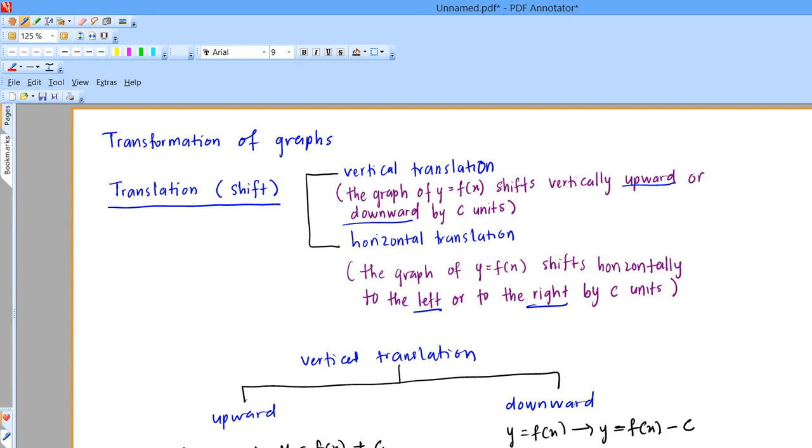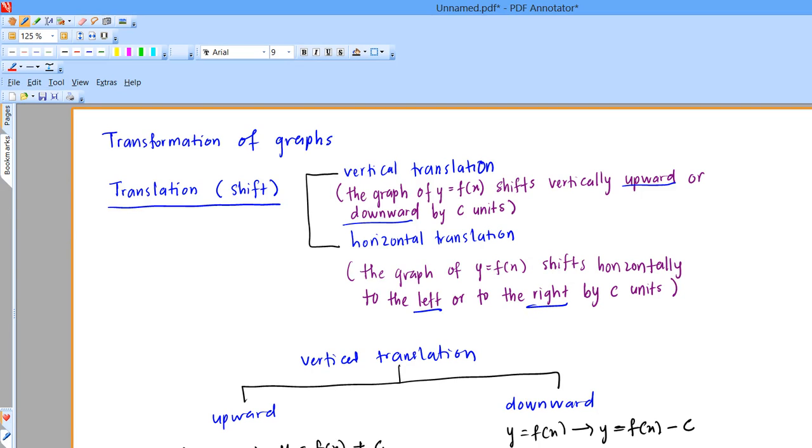Hi student, in this video I will show you how to sketch graphs using a transformation technique, that is translation. Okay, translation means a shift. So we have two types of translation. The first one is vertical translation.